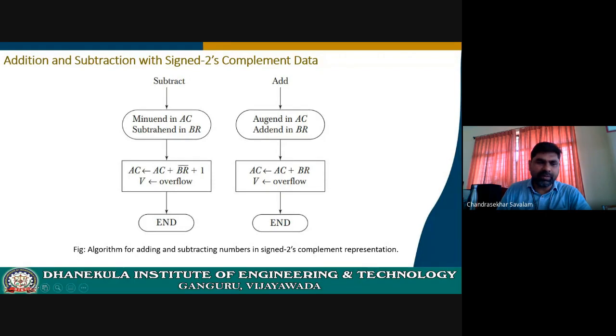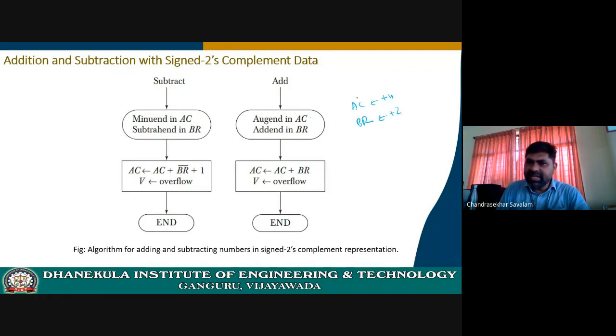What we are going to do simply: the first operand must be loaded. The augend must be loaded to the accumulator AC, and the addend must be loaded to BR. These two are registers, students. This is the initialization. Suppose I am taking +4, which is loaded to AC, and +2, which I want to add, is loaded to BR.